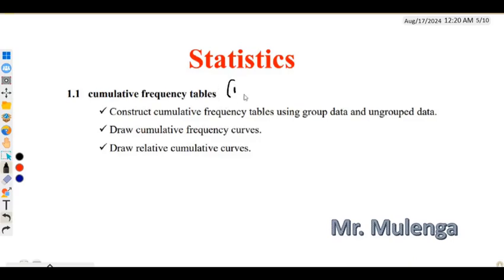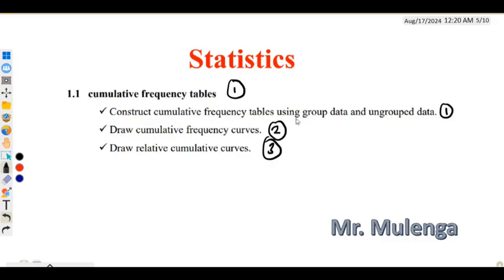So this is our first part. We are going to look at cumulative frequency tables. Under cumulative frequency tables, we are going to focus on how we can construct cumulative frequency tables using grouped data and ungrouped data. So we have two types of data: the grouped data and ungrouped data. We are also going to look at how we can draw cumulative frequency curves. We are also going to look at how we can draw relative cumulative curves. So these are some of the points that we are going to focus on.